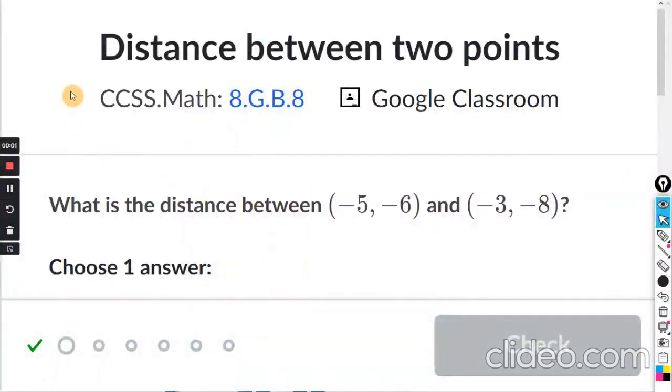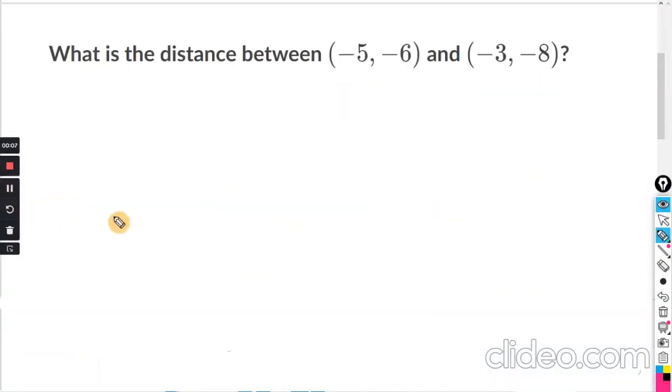This will be for the con exercise, distance between 2 points. All right, so we have 2 points here, and the first number is always x, and the second number is always y. Okay, so I'm going to label the first point x1, y1, and the second point is going to be x2, y2.